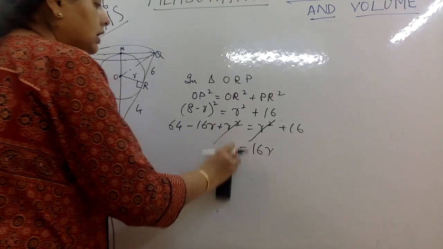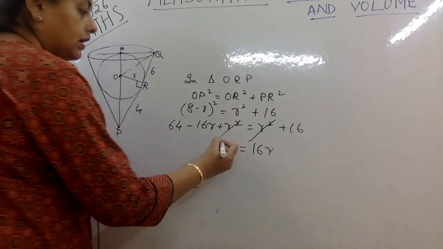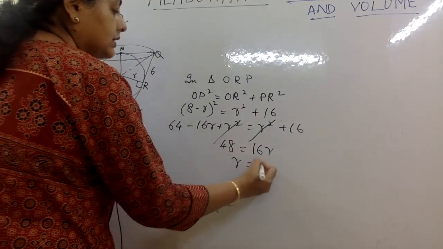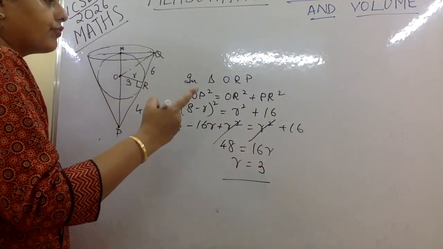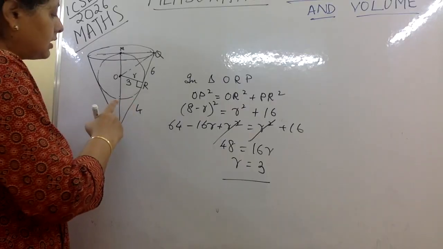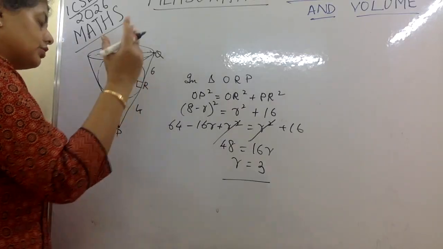16R is equal to 64 minus 18, that's 48. R is equal to 3. We just got this radius. Now we'll find what fraction of water overflows.